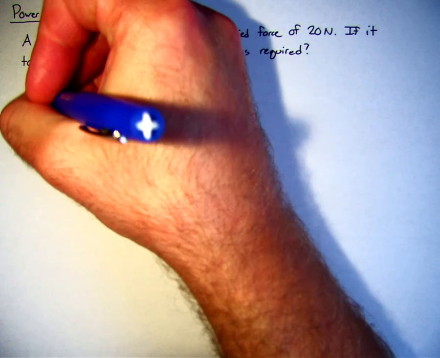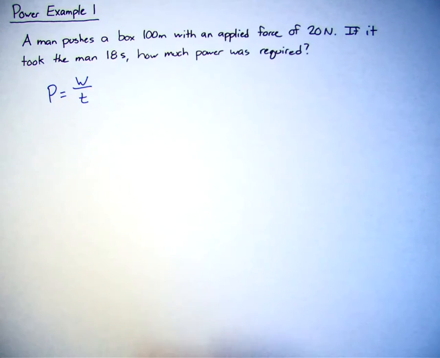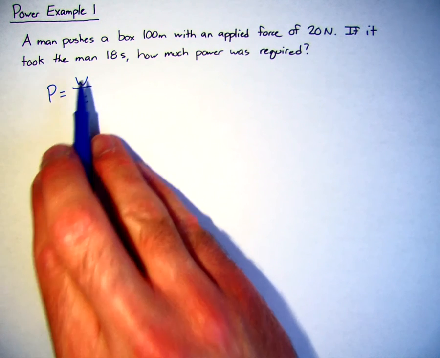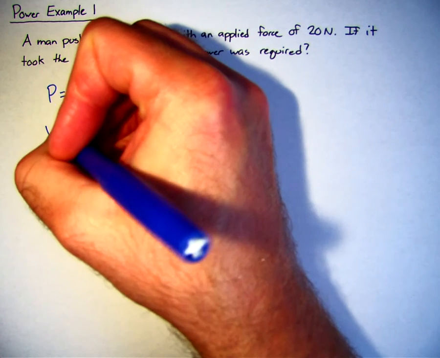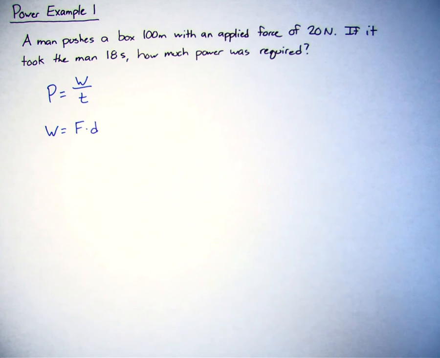We know that power is equal to work divided by the time because it's the rate at which work is performed. So looking at the formula, we don't know the work, so we're also going to have to figure out the work, which is just equal to force times displacement in order to figure out the power. So that's our first step.